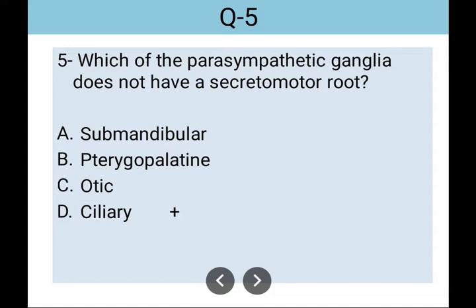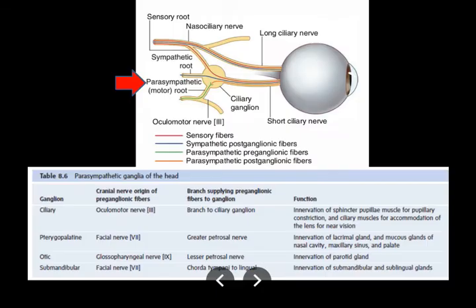Which of the parasympathetic ganglia does not have a secretomotor root? So let's have a look here. The answer is the ciliary, but why? Because the parasympathetic root is the motor for the ciliary ganglion. The rest of the other three ganglia go to the glands, but this one goes to the muscles only, so it is the only motor.